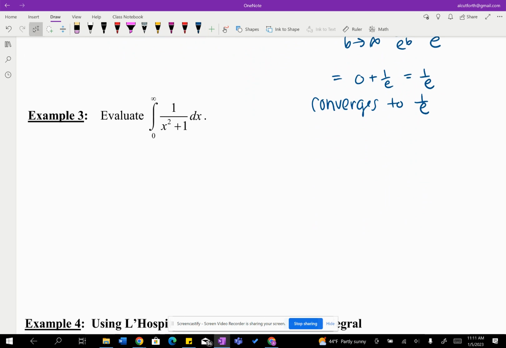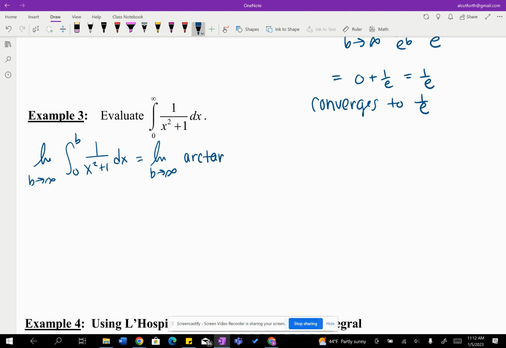This is an improper integral because there's an infinity in the top. So let's start by replacing that with a letter. The limit as b approaches infinity. Find the antiderivative of the function inside. What's the antiderivative of 1 over x squared plus 1? Yeah, arctangent.